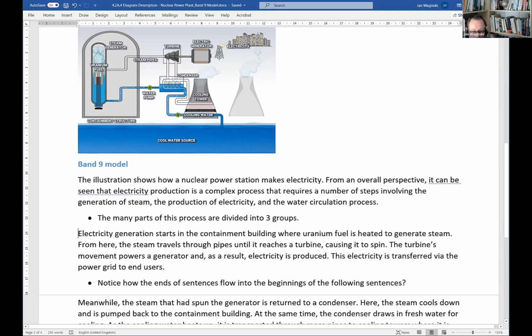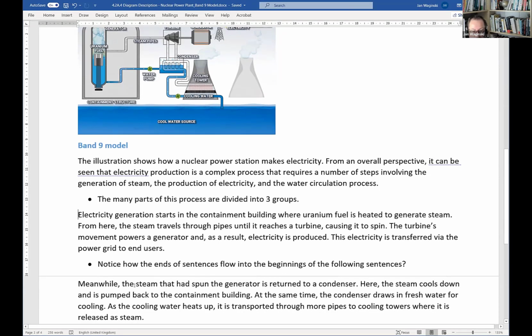Okay, last part. Meanwhile, the steam that had spun the generator is returned to a condenser. Here, the steam cools down and is pumped back to the containment building. That's this thing. At the same time, the condenser draws in fresh water for cooling. As the cooling water heats up, it is transported through more pipes to cooling towers, where it is released as steam. The end.